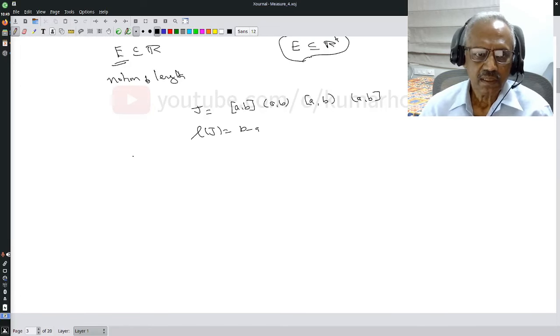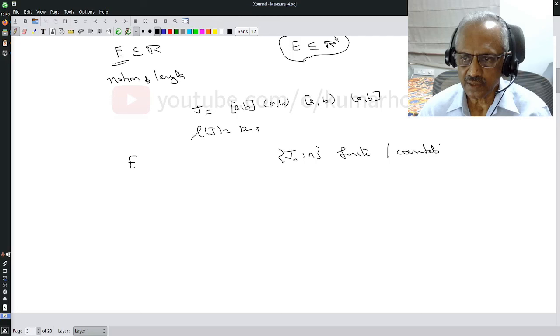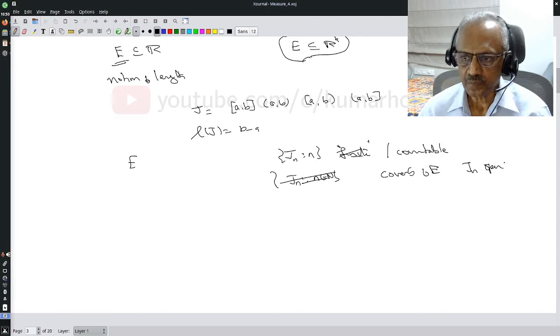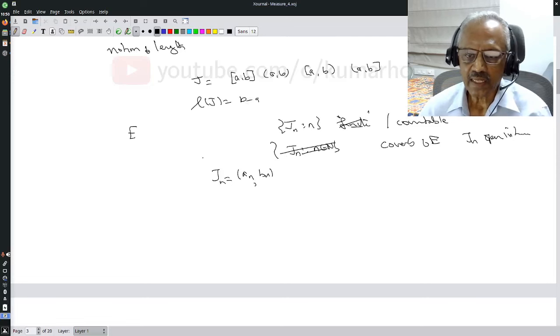The trick is to look at coverings J_n of E, as n varies. It may be a finite or countable covering. When I say countable, you know that finite is also included. But I don't write n to infinity, because that means countably infinite, which may not be the case. So suppose it's a countable covering of E, where the J_n's are open intervals. That is, let me assume J_n is of the form (a_n, b_n). I'm assuming at present finite, and I'm assuming E is contained in the union of J_n.